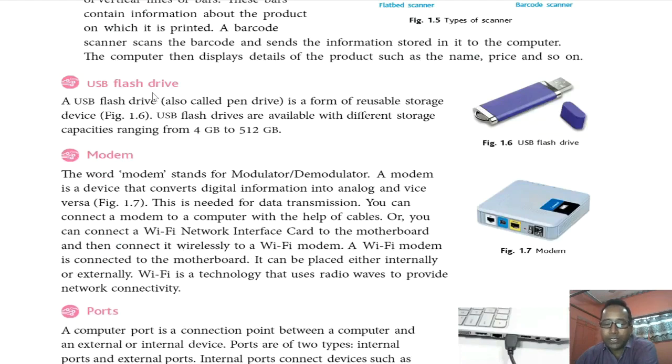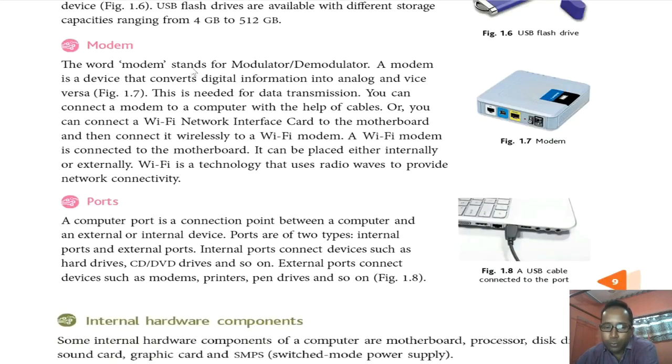Next is the USB flash drive. A USB flash drive, which is commonly called a pen drive, is a form of reusable storage device. USB flash drives are available with different storage capacities ranging from 4 GB to 512 GB. This is a commonly used secondary storage media which we can use to transfer a file from one device to another device. Next, modem. This is the picture of a modem.